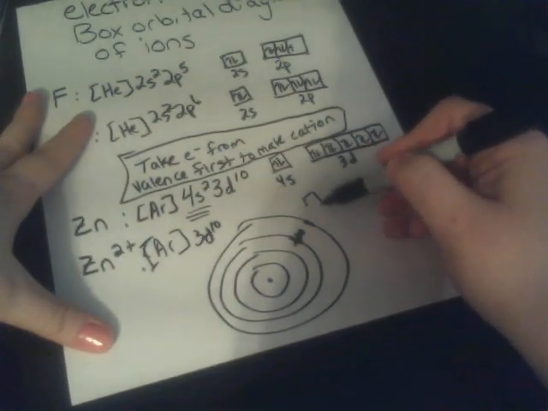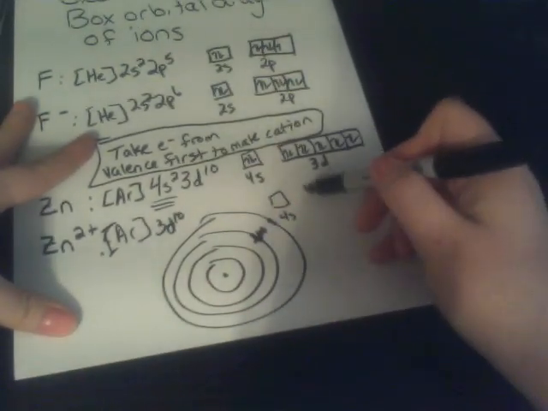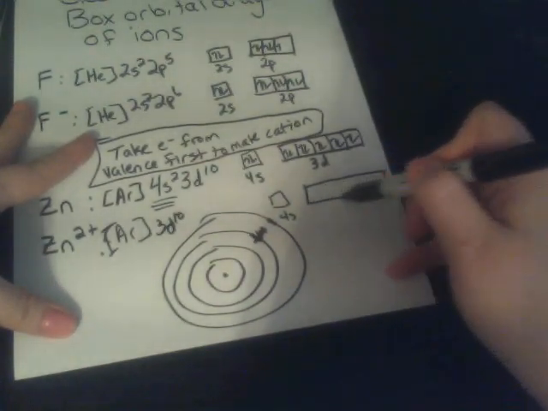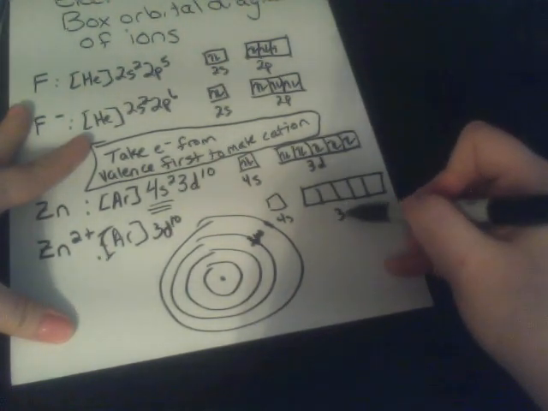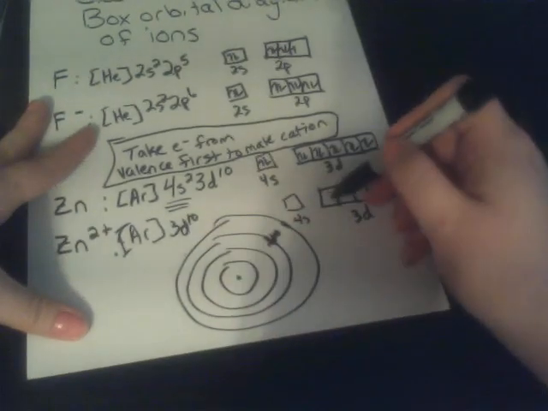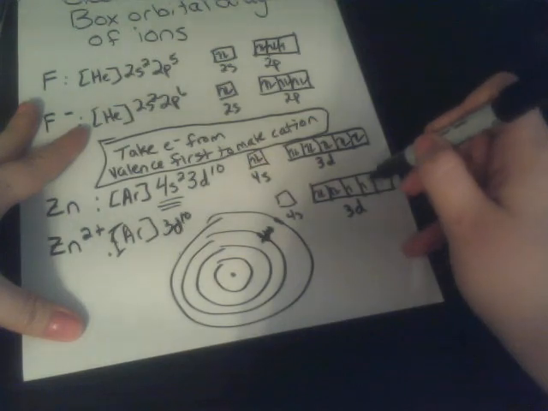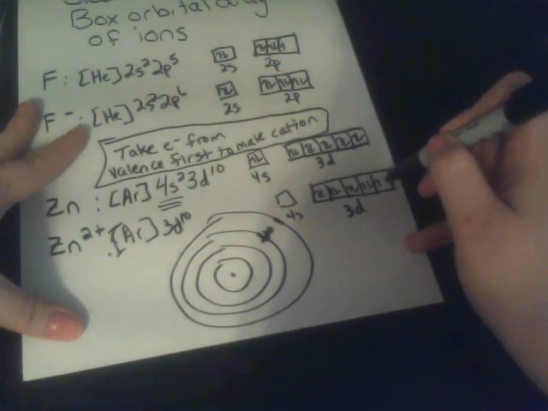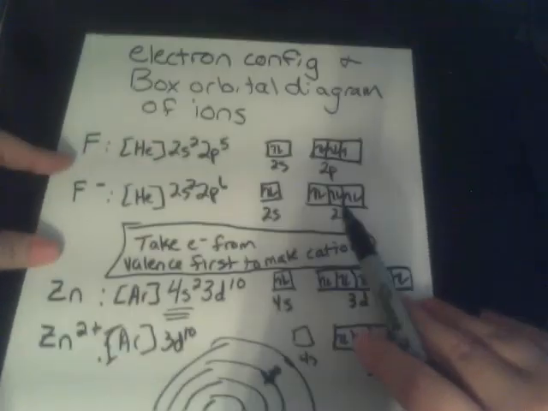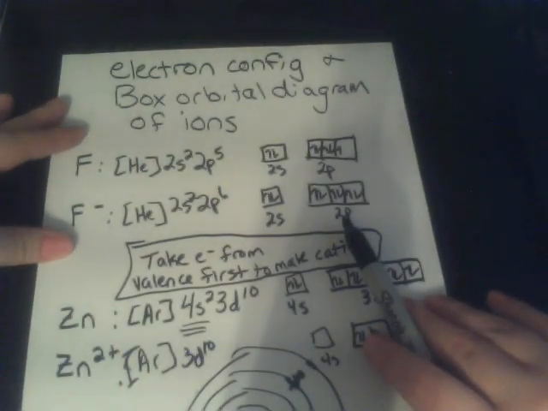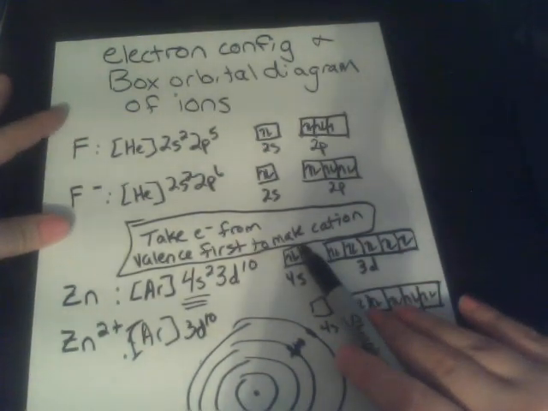So then we have our 4s, and it looks like that's actually going to be empty in this representation. And I have my 3d, that's going to be full still. Oh, I'm not filling it up according to Hund's rule, am I? Spread out first, and then they pair up. Okay. So that's how we can represent electron configurations and box orbital diagrams for ions, cations and anions.